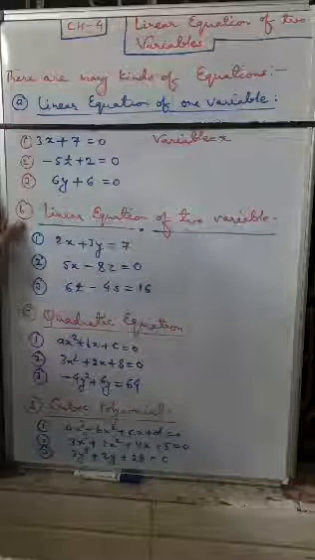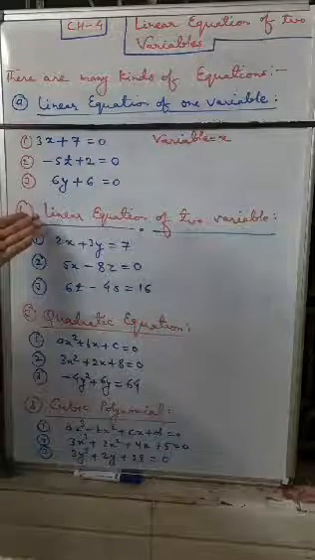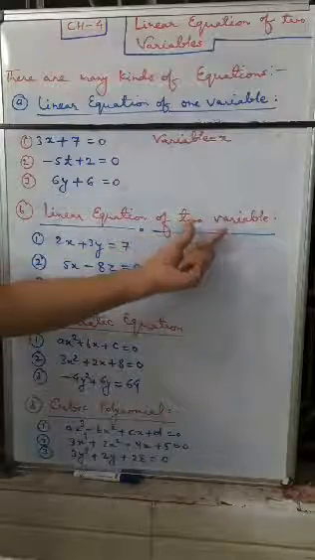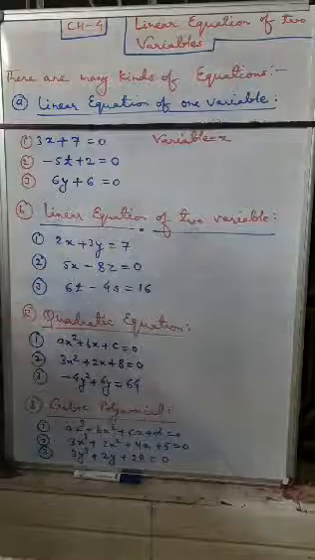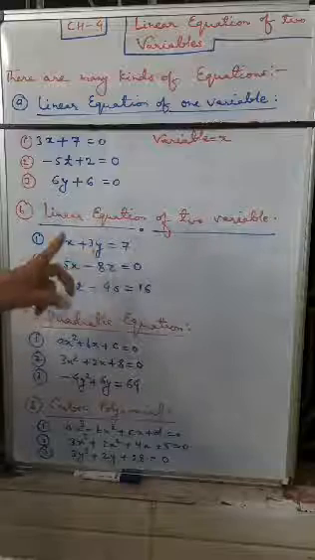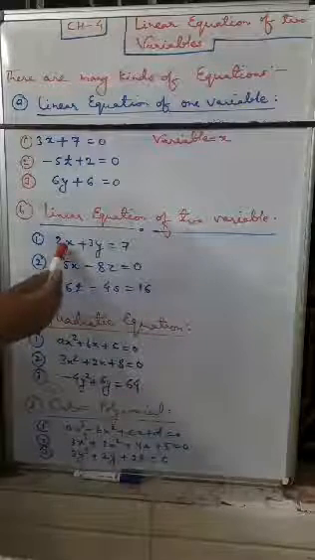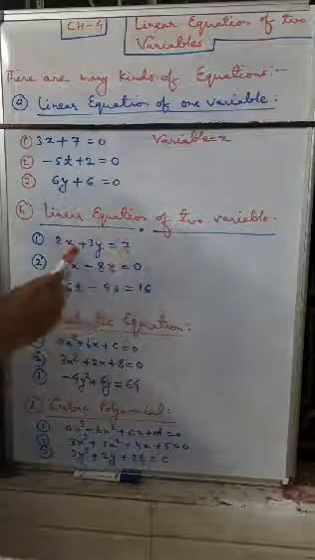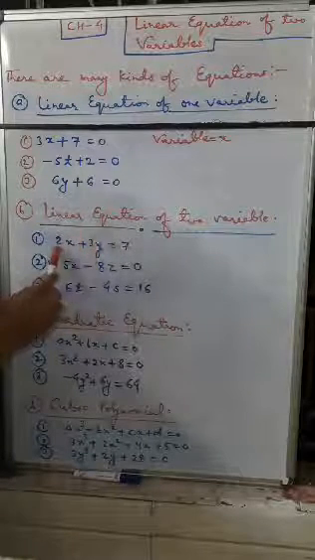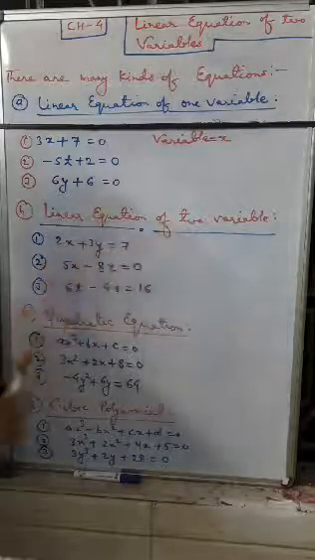Now second option, linear equation of two variables. You have to study such kind of equation in this chapter. Linear equation of two variables means the maximum power of both the variables is 1 and we are using two variables. You are looking at 2x plus 3y is equal to 7. Here the maximum power of x is equal to 1 and the maximum power of y is also 1, and the equation is in the form of two variables. So it is called linear equation of two variables.